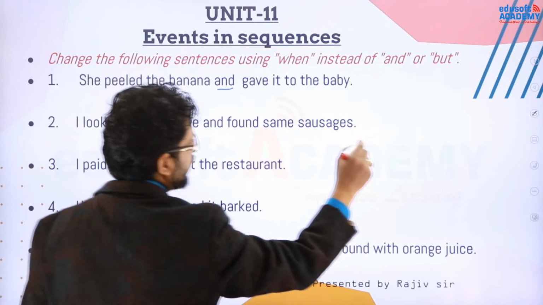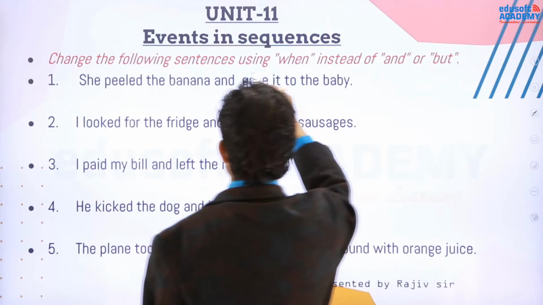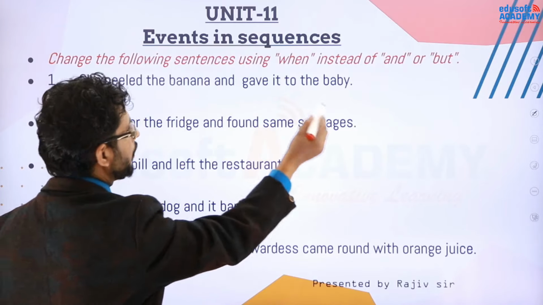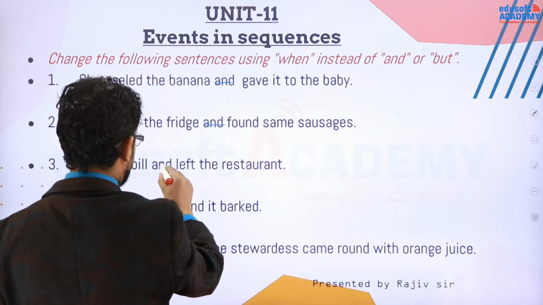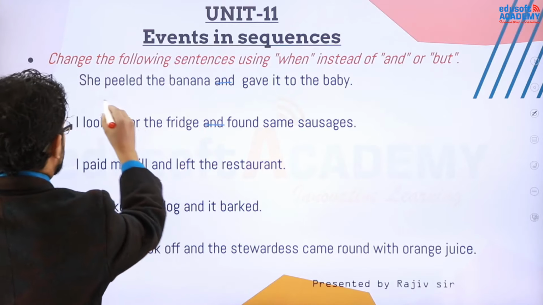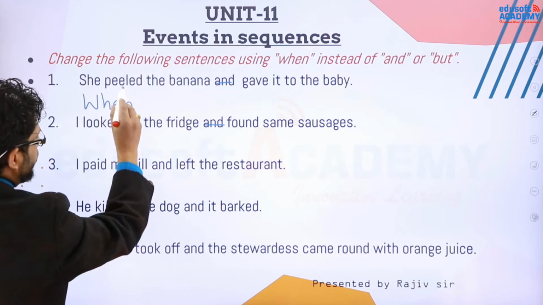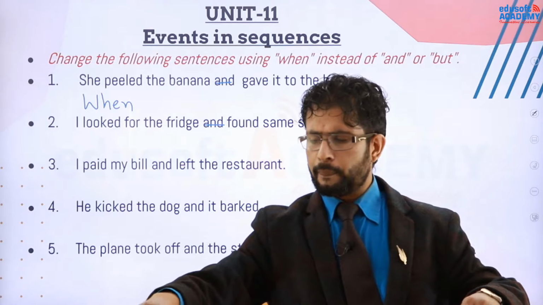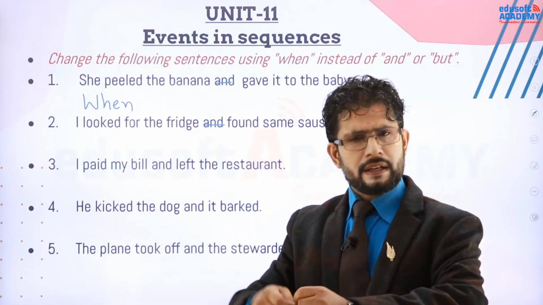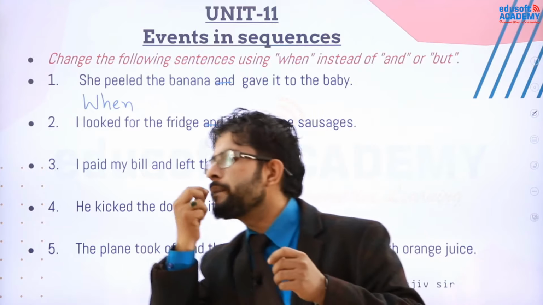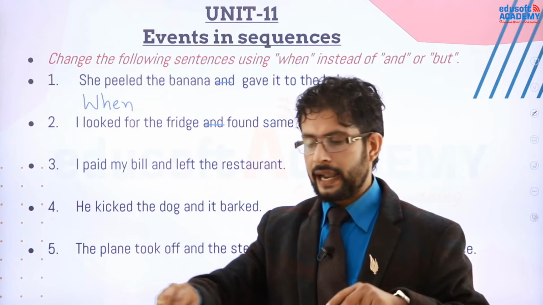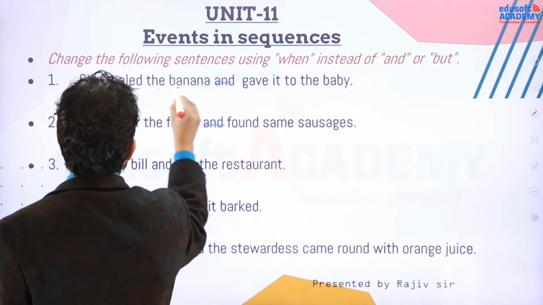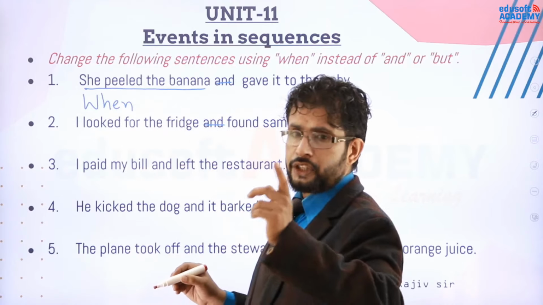She peeled the banana and gave it to her baby, and you will be asked questions in that way. Rewrite the following sentences using when instead of and or but. So you are not going to write this and, you are going to write one using when. So the sentence should begin with when. Look at this structure. Do you think she peels the banana and gives it to her baby instantly? See here, she is peeling the banana and there is a baby who is eating? No, there is a gap. So first, what does she do? She peeled the banana. So we are going to change this into past perfect.